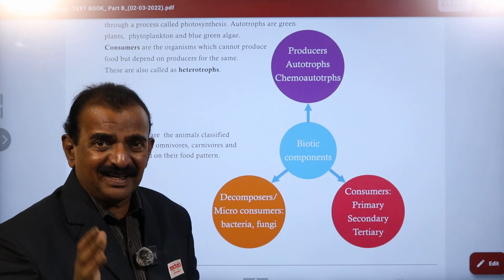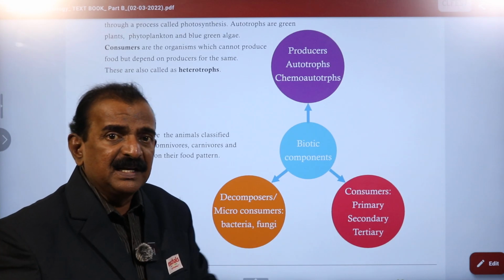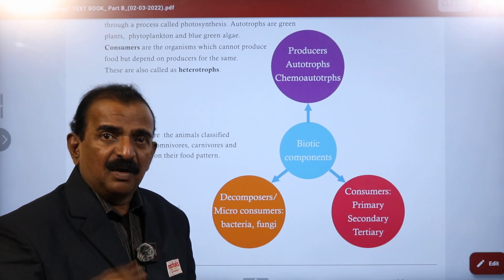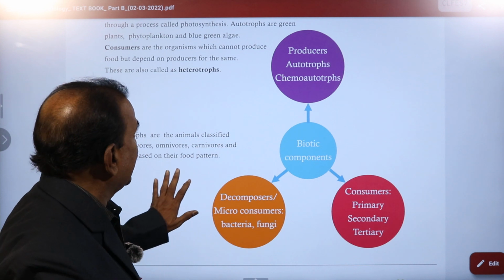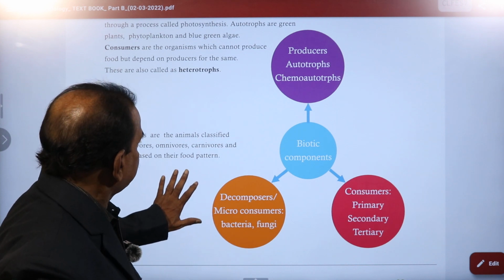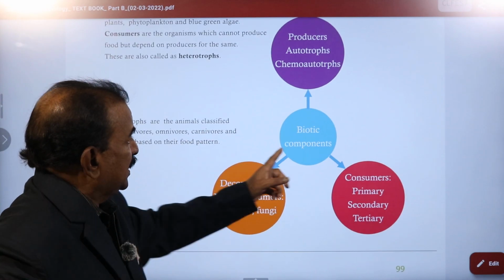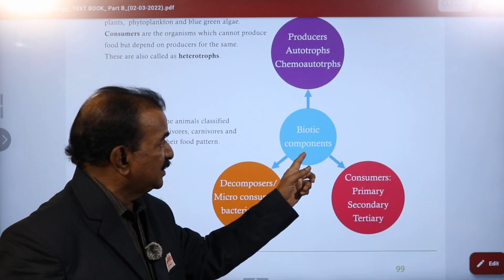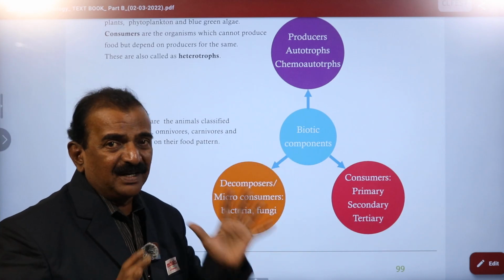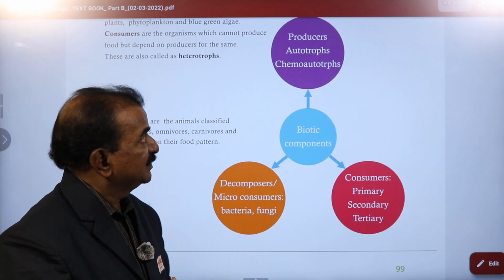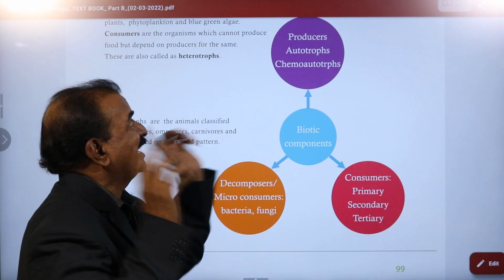Heterotrophs are the organisms that do not prepare food by themselves; they depend on others for food, and those are called heterotrophs. So here you see a flow chart. At the center you see biotic components. Biotic components have life forms, and they are of three types.